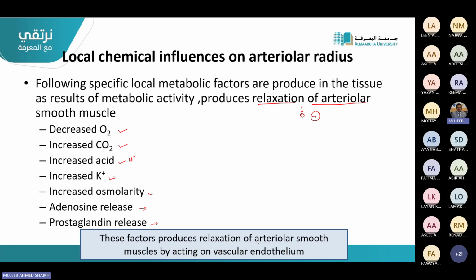All of them will cause relaxation of the arteriolar smooth muscle by acting on the endothelium. If you remember the structure of the vessel, the lining of the cell inside is known as endothelium. So all these chemicals will be acting over the endothelial tissues. Hydrogen ion concentration, oxygen or CO2, they all act on these endothelial cells to cause vasodilatation.